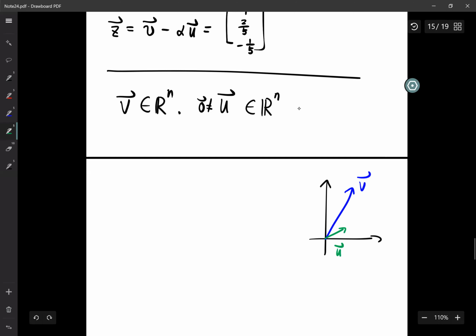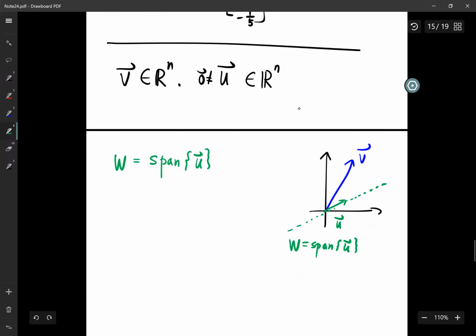I can now consider the span of u. Let's call it w. What is the span of u here? This is just a line. As I said, it doesn't really matter whether this is R2 or higher dimension. By now, you should be quite familiar with this. It is just the collection of all the vectors that can be given by C times U, where C is a real number.